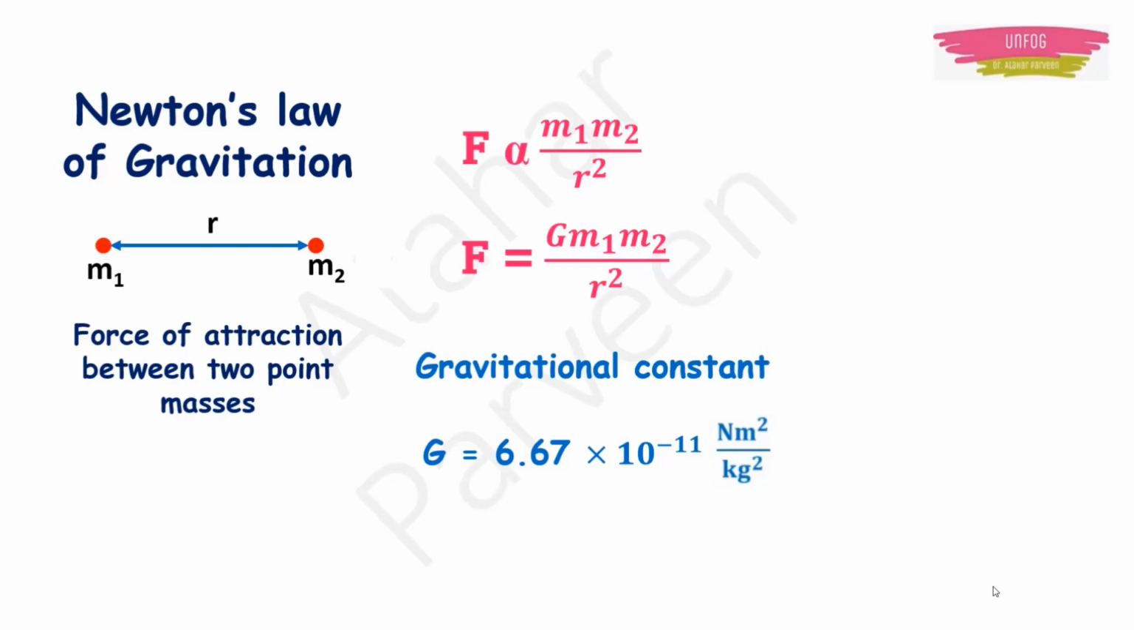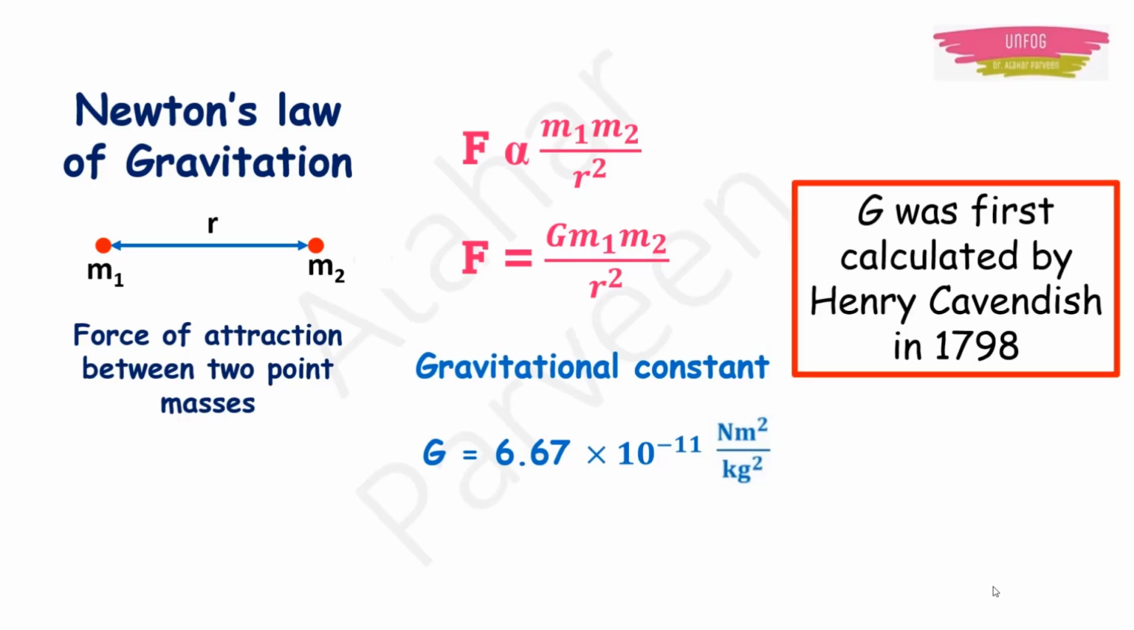This gravitational constant is sort of a miracle actually, because of this constant G, one could analyze everything related to gravity. The gravitational constant G was calculated for the first time by Henry Cavendish in 1798. This can be a GK question also. And G is equal to 6.67 into 10 to the power minus 11 newton meter square per kg square.